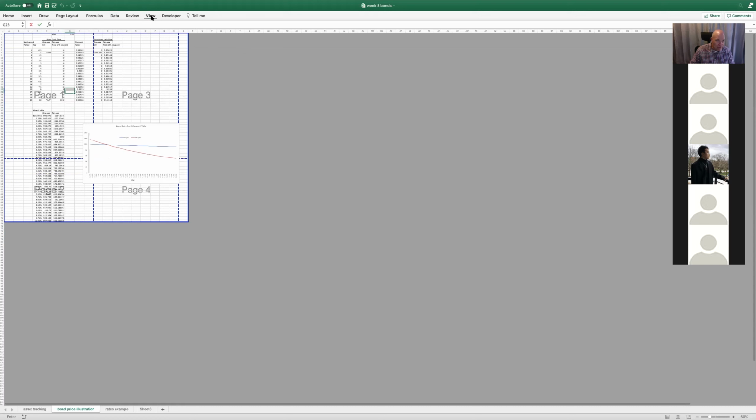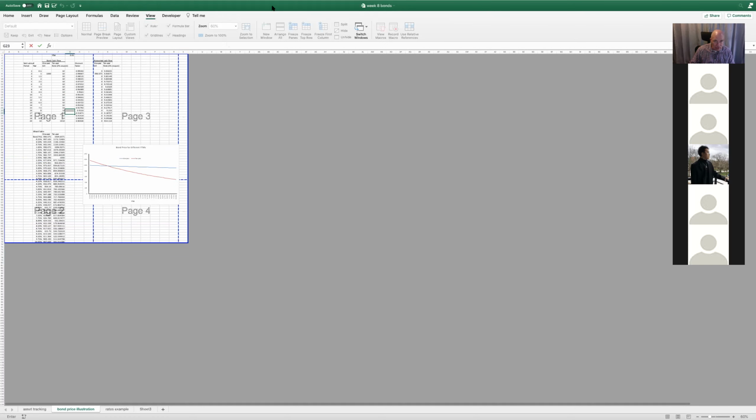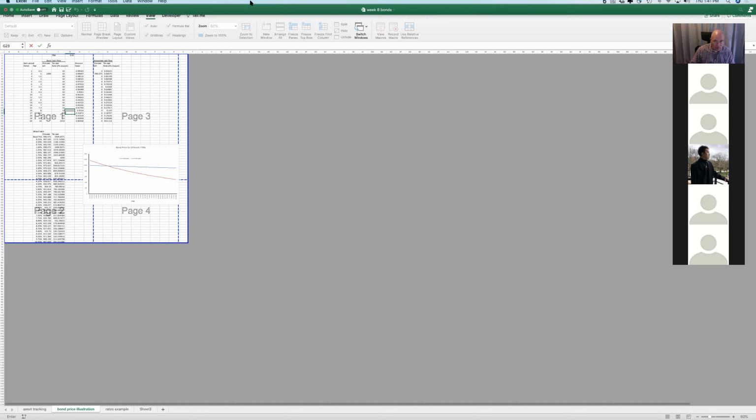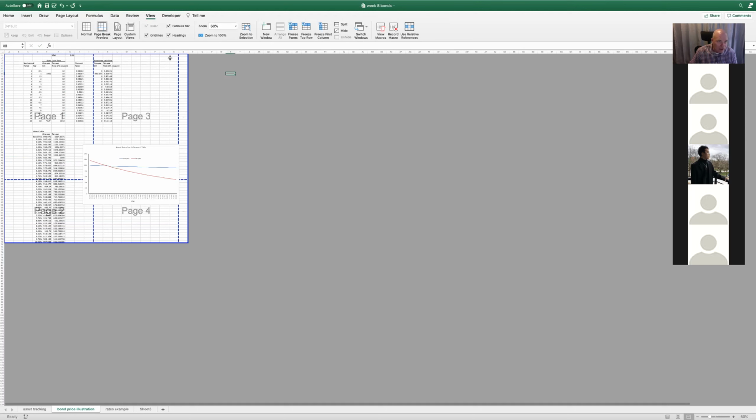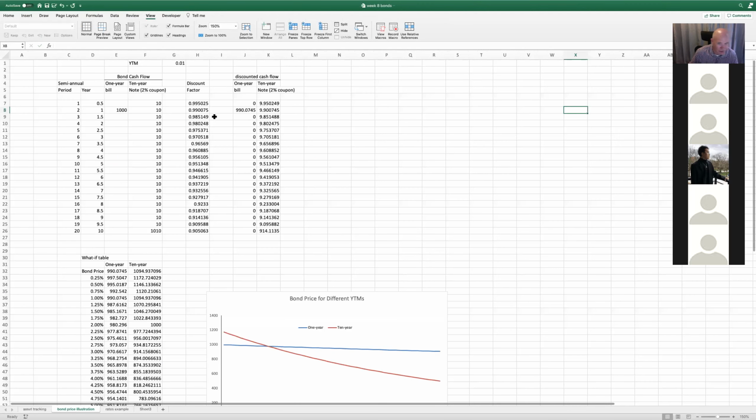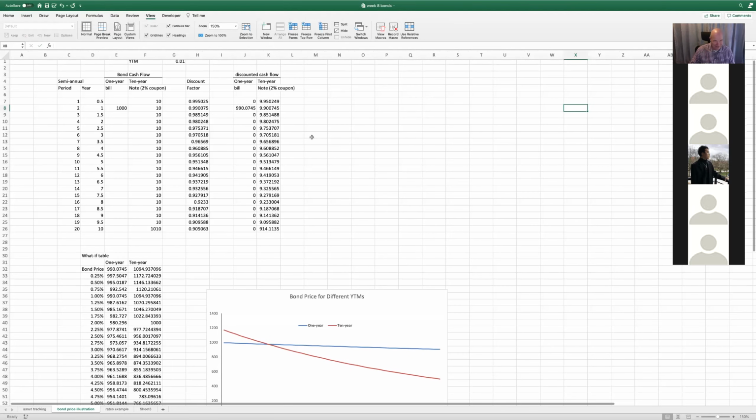Oops, sorry about that. View, how did I get, what did I hit? Maybe the print view, I don't know. How did I get there? Oh, normal, there's my normal. I'm sorry.